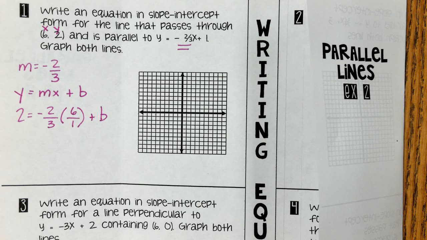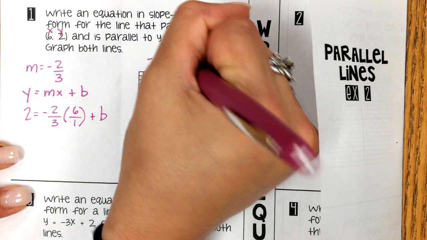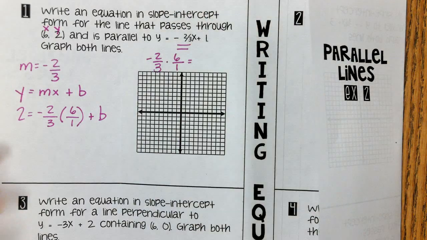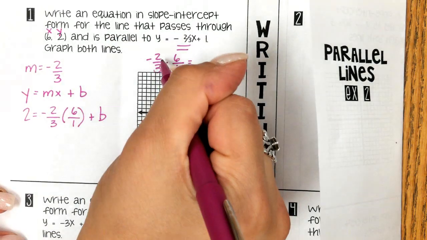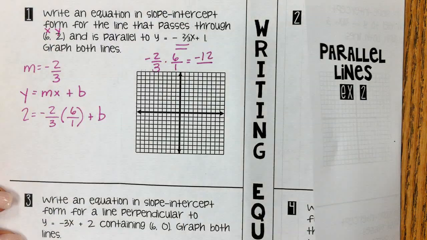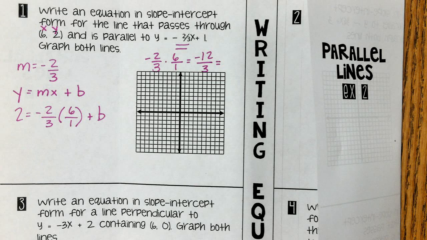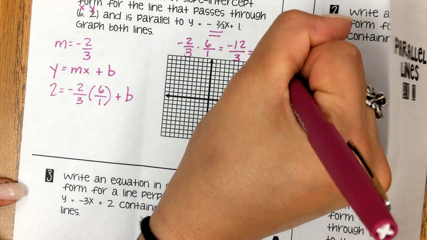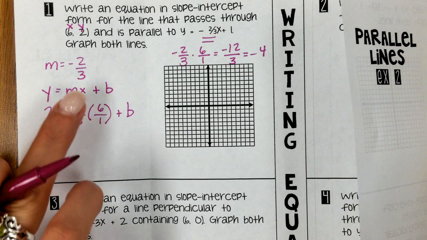Okay, so if I am working out this fraction multiplication, I should be working it out like a fraction multiplication problem. Some of you can do it in your head, that's great. Some of you need to see it written out. You know what you're capable of. So what is negative 2 times 6? Negative 12. What is 3 times 1? 3. My last step would be to divide negative 12 by 3, which would be what? Negative 4. Okay, so that is solving this part right here.